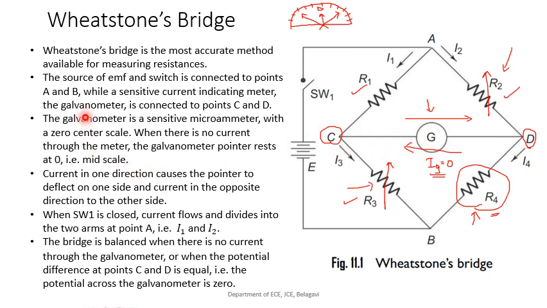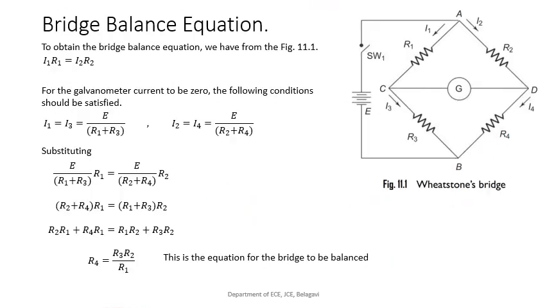Then here what is written is just a description of this. Next we have to find out the condition for balance. Just now we have seen you may have to adjust R2 or R3, and by adjusting, the current through this galvanometer will become 0, and that is the balanced bridge. And once you get the balanced bridge, you can find out the unknown resistance.